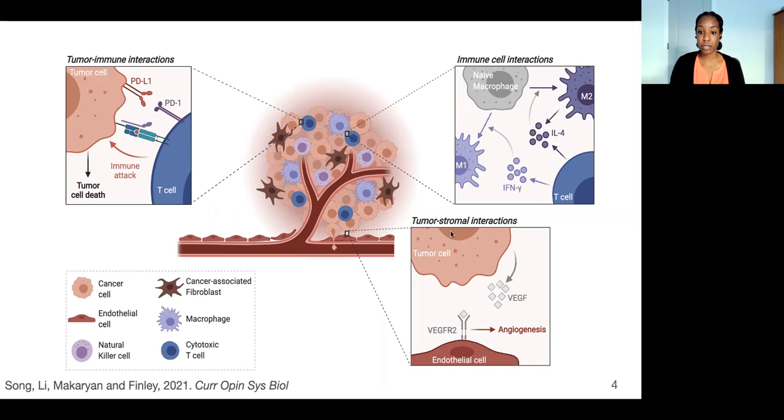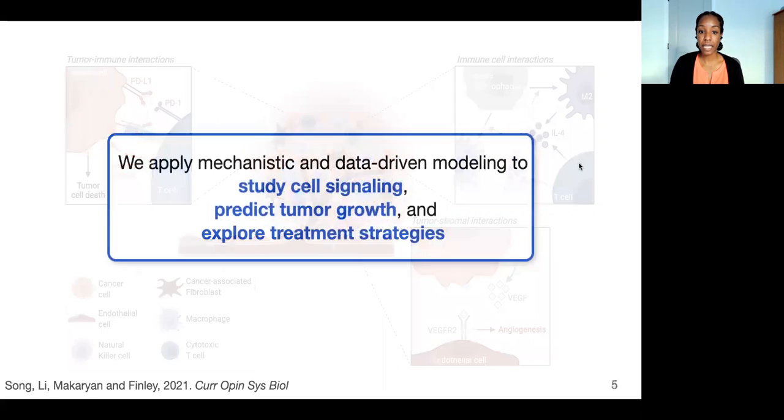There can be interactions between tumor cells and immune and stromal cells, such as how tumor cells can secrete a factor called vascular endothelial growth factor that can promote endothelial cells to form new blood vessels. And then also interactions between immune cell populations. And this is something that I'll talk even more about later in the presentation, interactions between macrophages and T cells. And so what we want to do is to apply mechanistic and data-driven modeling to study cell signaling, to predict tumor growth, and ultimately to explore different treatment strategies.